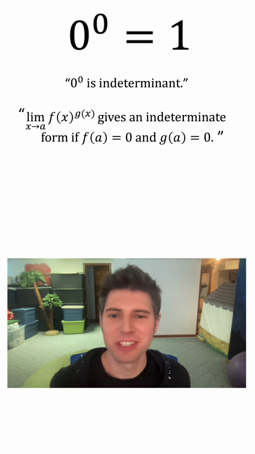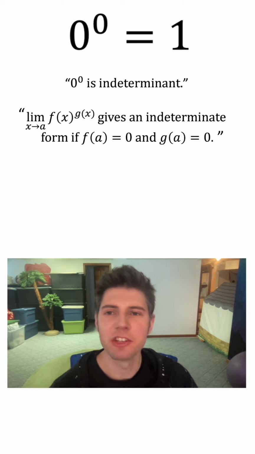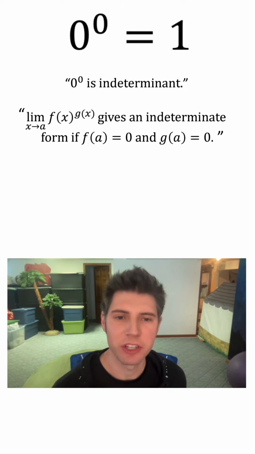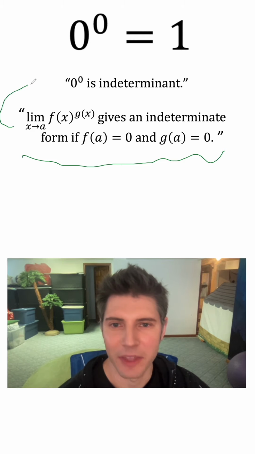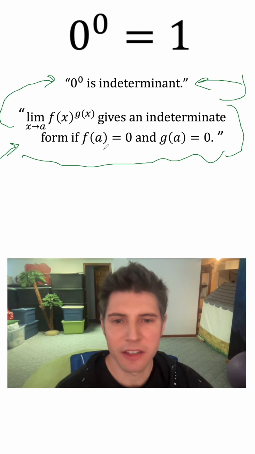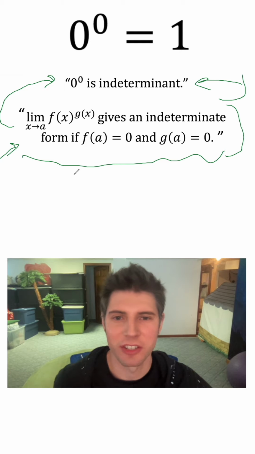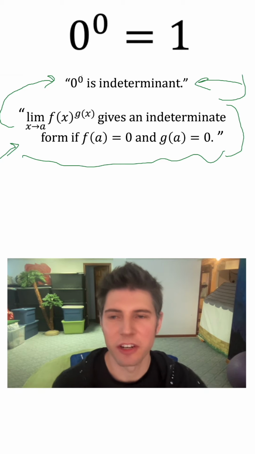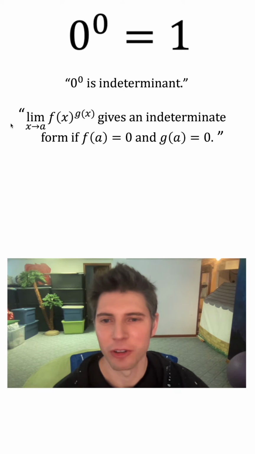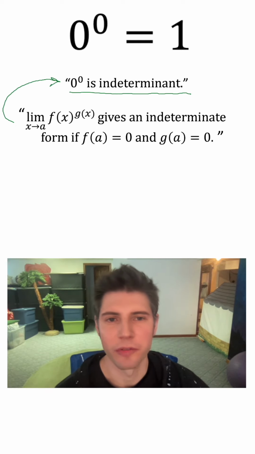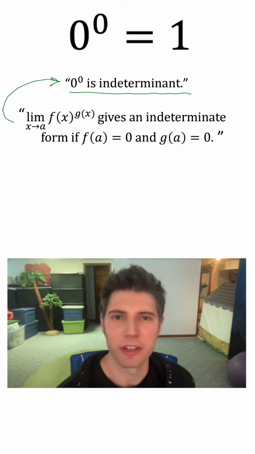And here's a more accurate statement for this one. The limit as x approaches a of f of x to the power of g of x gives an indeterminate form if f of a equals 0 and g of a equals 0. Look at all these qualifiers. This is not the same thing as this. This one deals with limits and functions and algebra and all this other stuff. This one is talking about 0 to the 0, which means we have no zeros and it's an empty product. I do not believe it is a logical leap to go from here to here. And I'm going to defer back to the empty product, which tells me that 0 to the 0 equals 1.